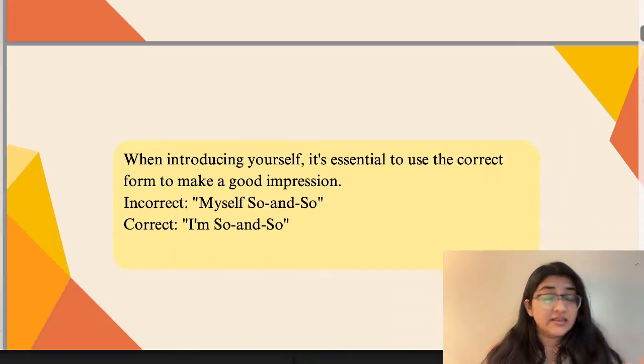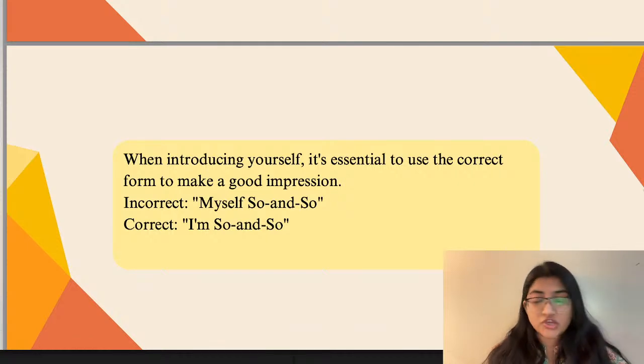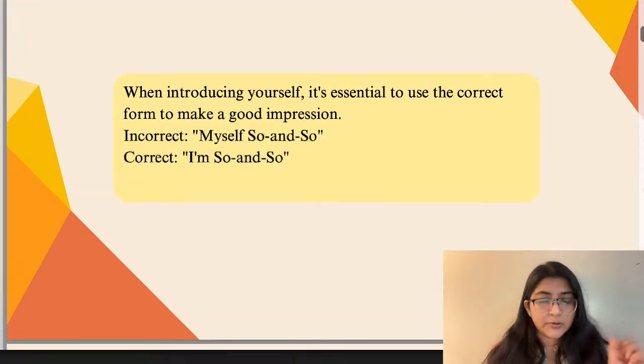Now, let's see what the rule is. When introducing yourself, it is essential to use the correct form to make a good impression. An incorrect form is "myself so and so", whatsoever is your name. Saying that is incorrect. Instead, you can say I am Yashee, I am Bina, I am Prathamesh, I am Neelam. Right? So, using myself is a big no-no and you should avoid using it.